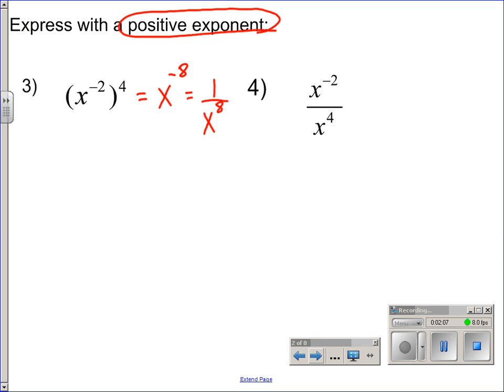Now let's look at number 4. We have a division. That line means divide. So what is our rule when we divide? What do we do with exponents? Right, we subtract them. So negative 2 minus 4. Well, what is negative 2 minus 4? Negative 6. Now rewrite it as a positive exponent. When we see a negative exponent, what do we do? We flip it and write it with a positive exponent. Good.